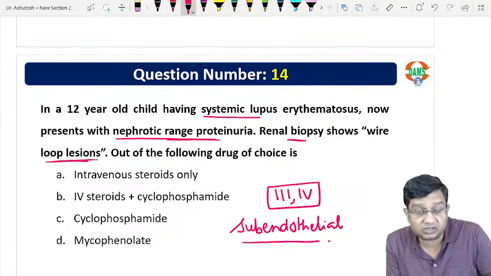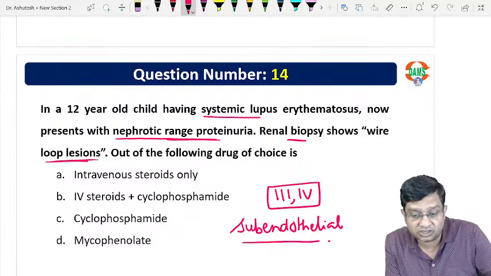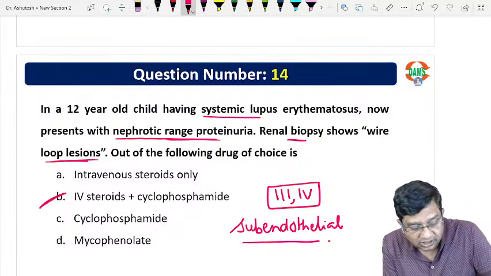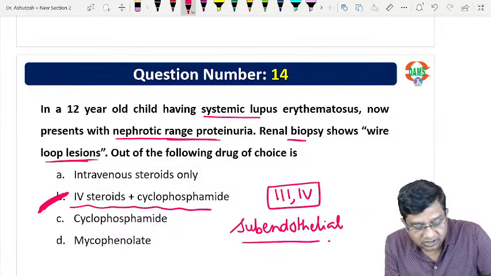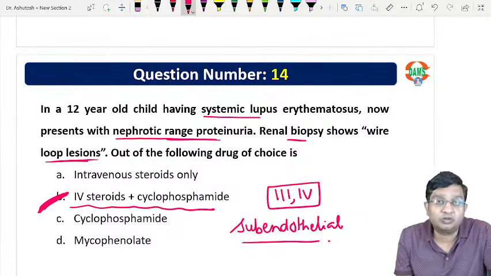And in this case, you always prefer the combination therapy. So what we give is the IV steroids plus cyclophosphamide.